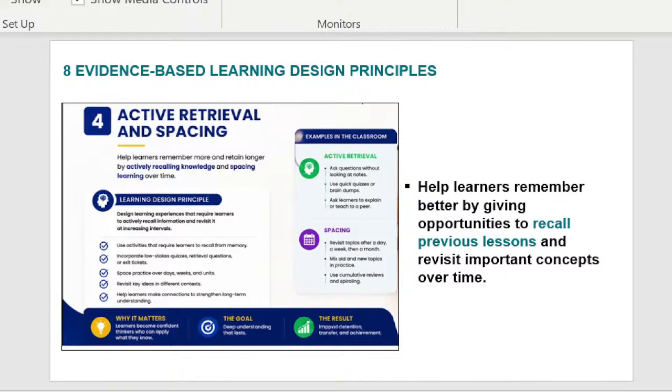These are opportunities for learners to recall the previous lessons, to revisit important concepts over time. That is also spacing. You mix the old and the new topics in the practice. Recall and then connect. Recall the previous, connect with the new one. That's active retrieval and spacing. It's a principle that we must follow in making a lesson.